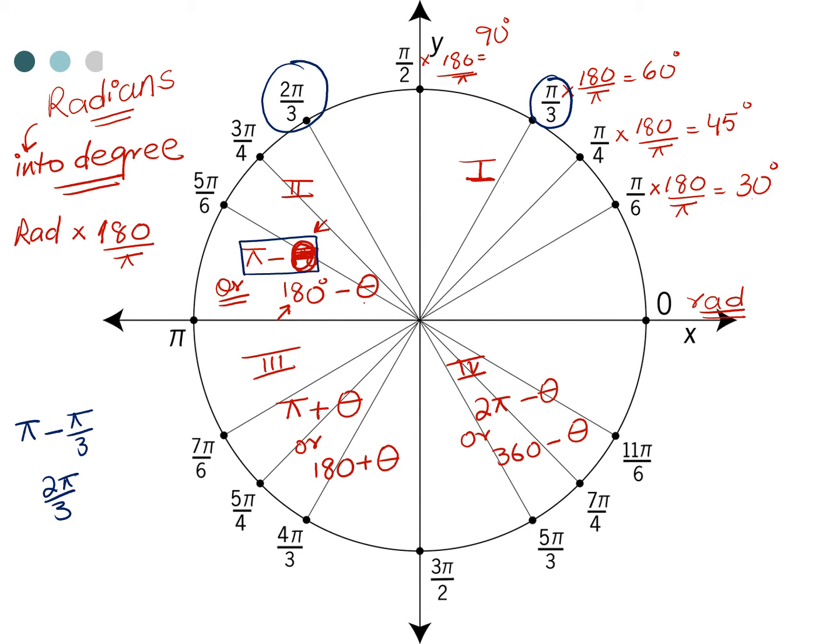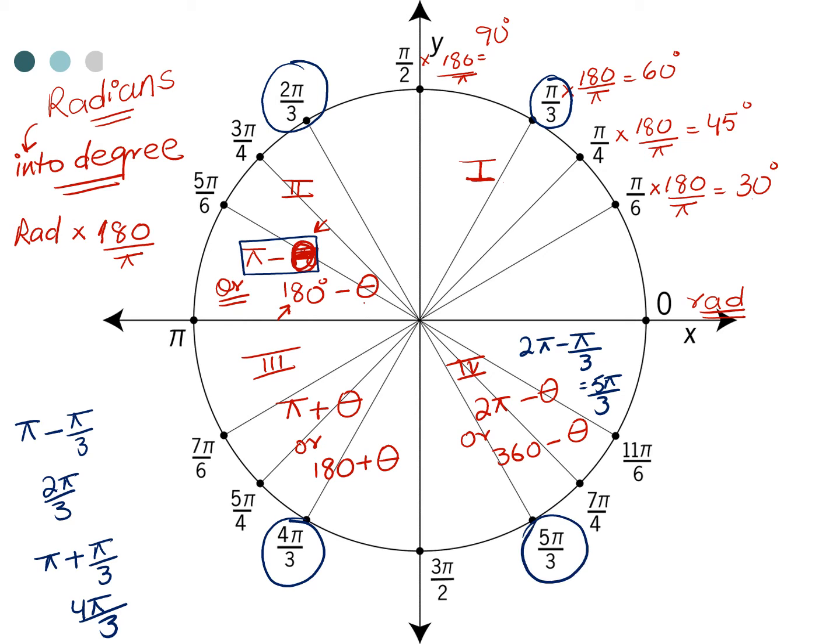Same way, from pi over 3, I want to jump into the third quadrant. I will write pi plus pi over 3, and it gives me 4 pi over 3. And over here you have the reflection of pi over 3 in a symmetrical way. Now you want to jump from the first to the fourth quadrant. You will write 2 pi minus pi over 3, and it gives you 5 pi over 3. And you can see here 5 pi over 3. So this is the way we can jump.